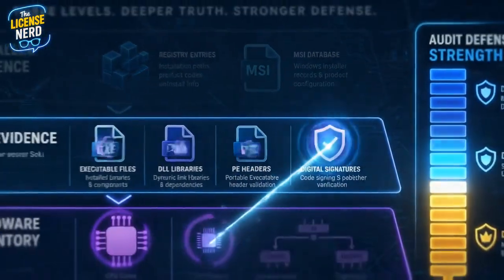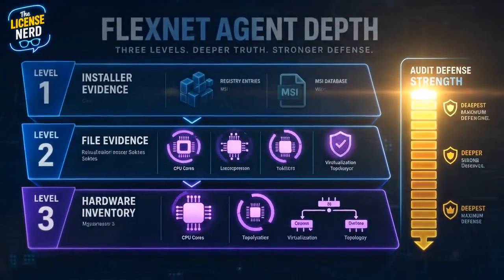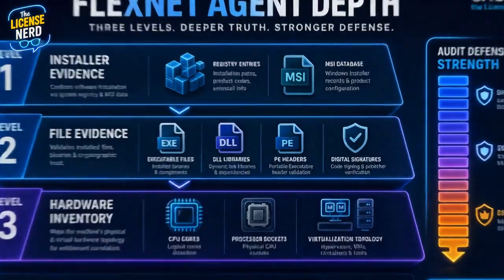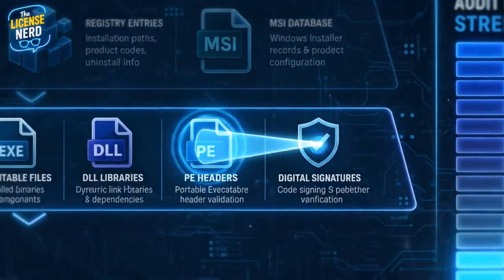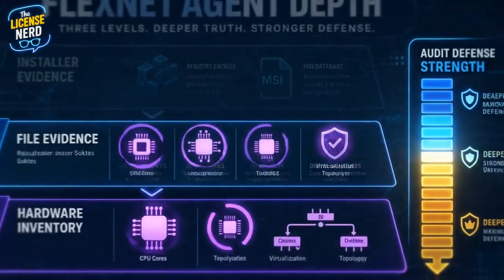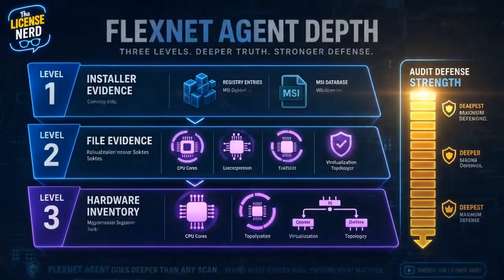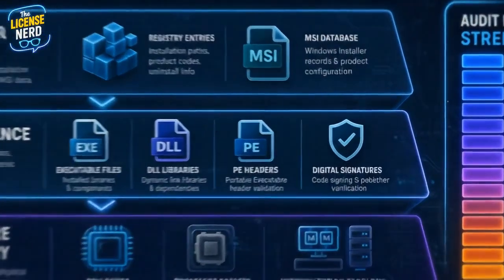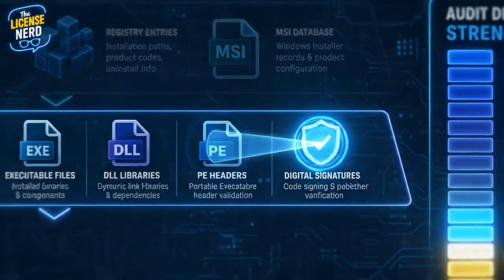Level 3 is the deepest: hardware and software tag scanning. The agent reads ISO 19770-2 software identification tags and collects detailed hardware information, including processor type, core count, and virtualization topology. Let me give you a real audit scenario.